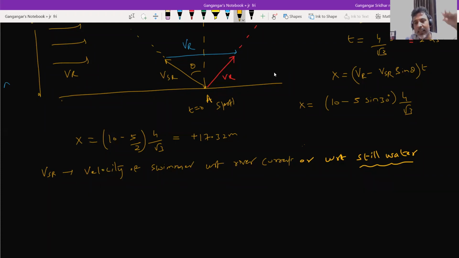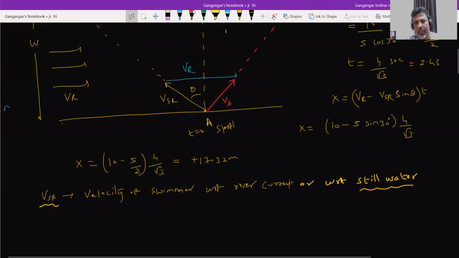It doesn't mean that it's the absolute velocity. Are you getting it now? VSR, velocity of swimmer with respect to still water. Look at this one. What is VS? Velocity of swimmer with respect to ground. What is VSR? Velocity of swimmer with respect to river. And if you stand on the bank, how do you feel? The river is flowing towards the right.